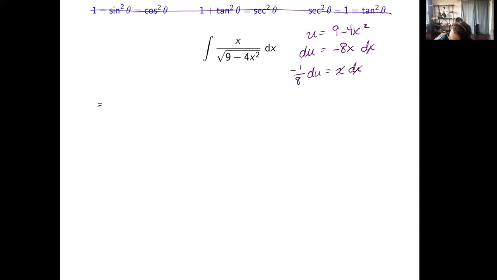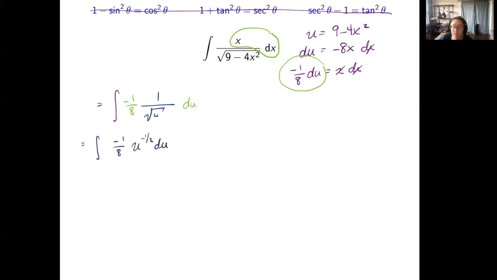So when I do my substitution, this x dx I'm going to glue together, and that's going to turn into negative 1/8 du. So here's negative 1/8 du at the end. And then in the middle here, I've got 1 divided by the square root of 9 minus 4x squared. So 1 divided by the square root of u. So altogether, I have negative 1/8 u to the minus 1/2 du, which I can evaluate using the power rule if I like.